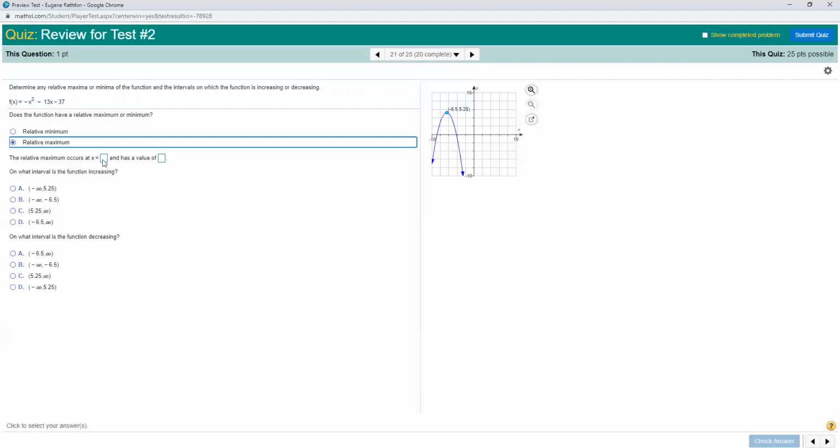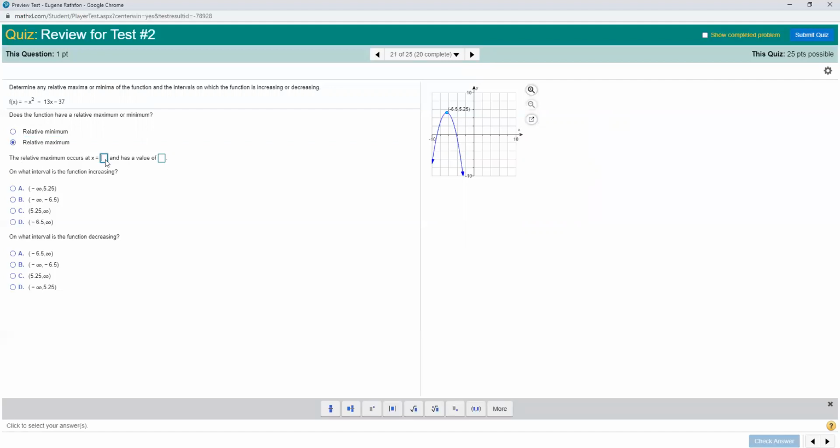The relative maximum occurs at x equals, what is that, -6.5? So I'm trying to see what that x value is right there. Looks like -6.5 and has a value of 5.25. So once again, that vertex has everything we need.